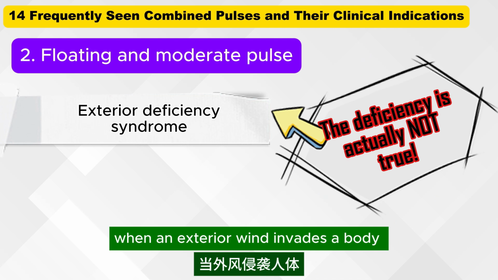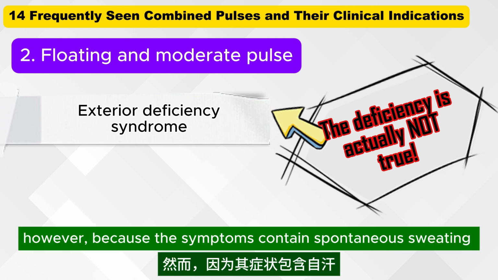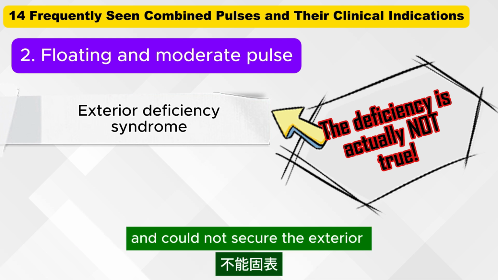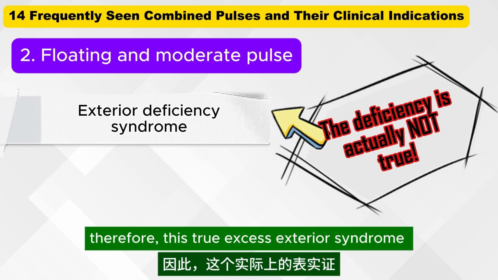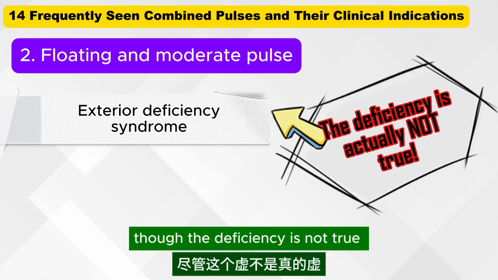When an exterior wind invades a body, this is an excess exterior syndrome. However, because the symptoms contain spontaneous sweating, which looks like the defensive qi was deficient and could not secure the exterior, this true excess exterior syndrome is also called a deficient exterior syndrome, though the deficiency is not true.